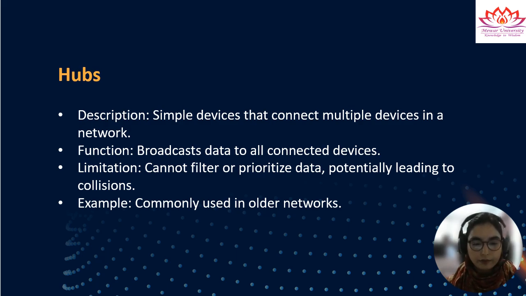Then hubs. A hub is a simple networking device that connects multiple devices in a network. It broadcasts data to all connected devices. Disadvantage is hubs are not efficient because they can cause network congestion due to broadcasting data to all devices, whether the data is meant for them or not. And it is commonly used in older networks.